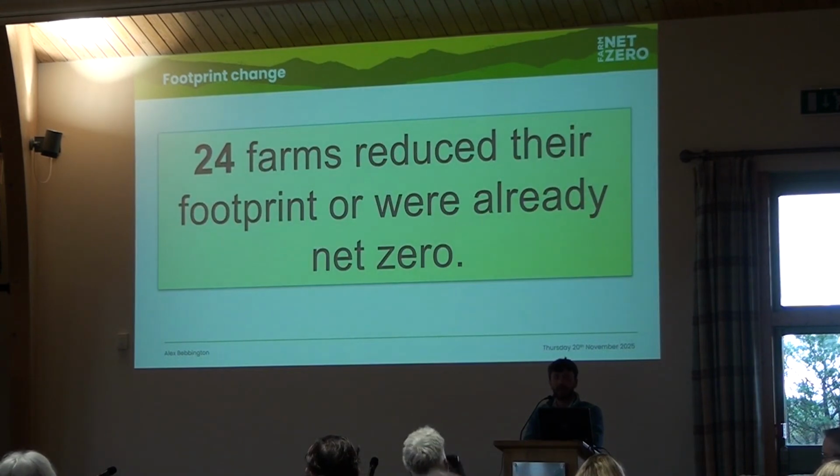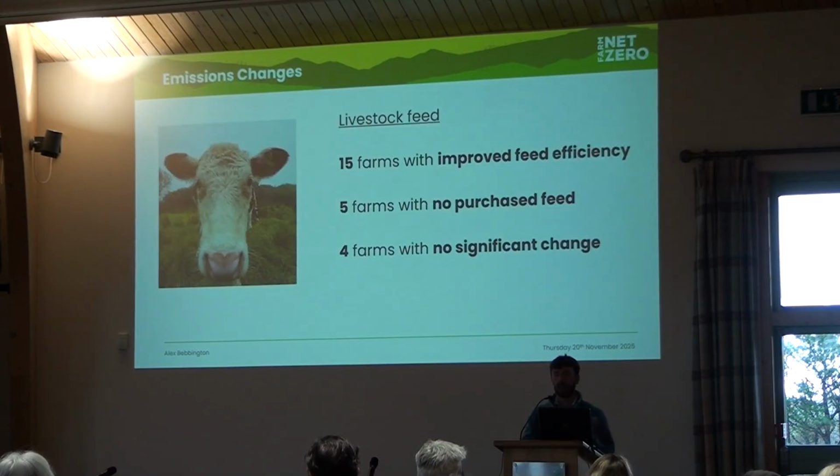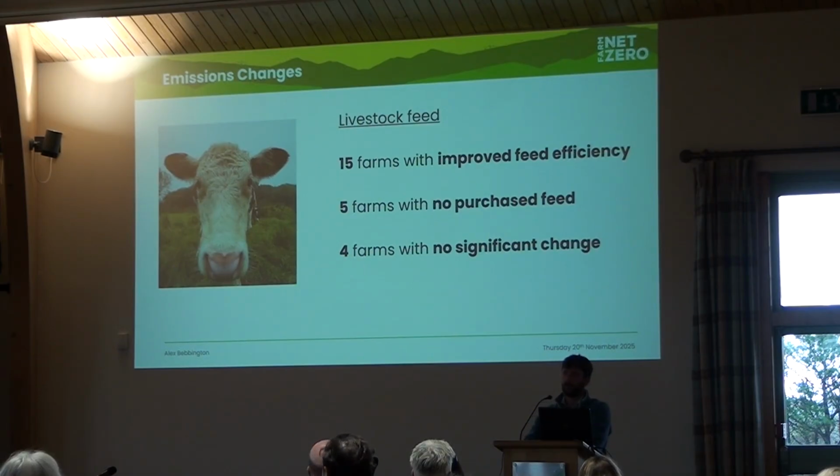So, 24 farms have reduced their footprint or are already net zero. How have they done that? If you think back to the carbon footprint slide I showed at the start, there have been emissions changes. So we've got 15 farms that have improved feed efficiency. That's the ratio of livestock on the farm to bought-in feed. That efficiency could be improved through feed, rotational grazing, herbal leys, which you'll hear about later.